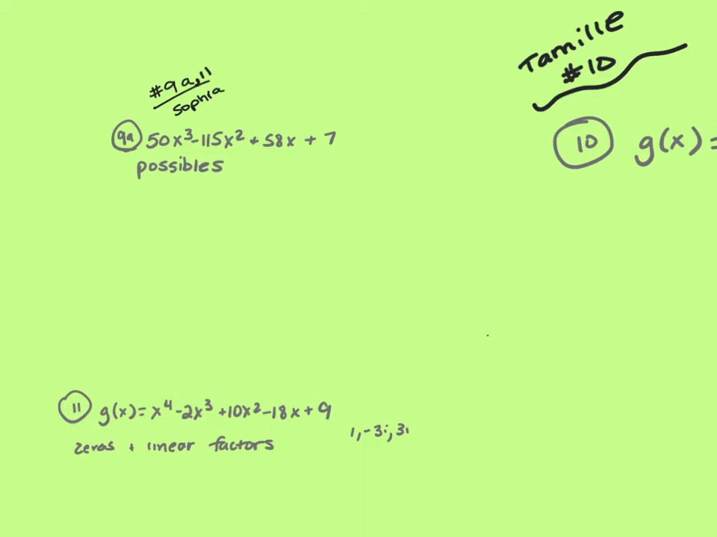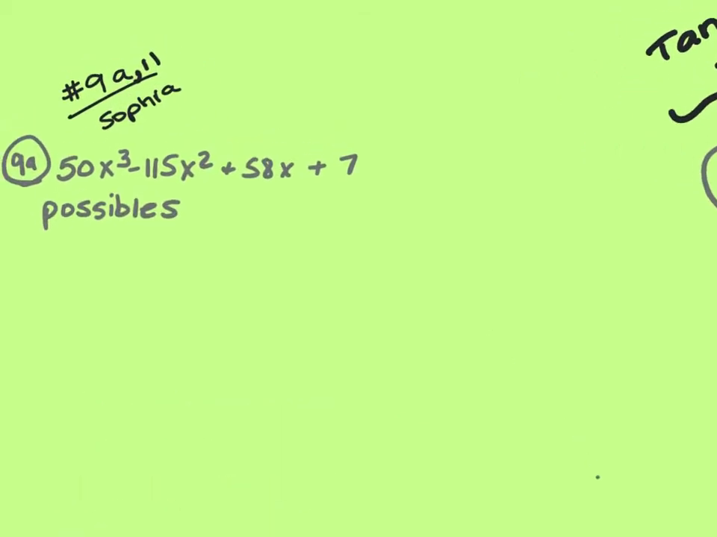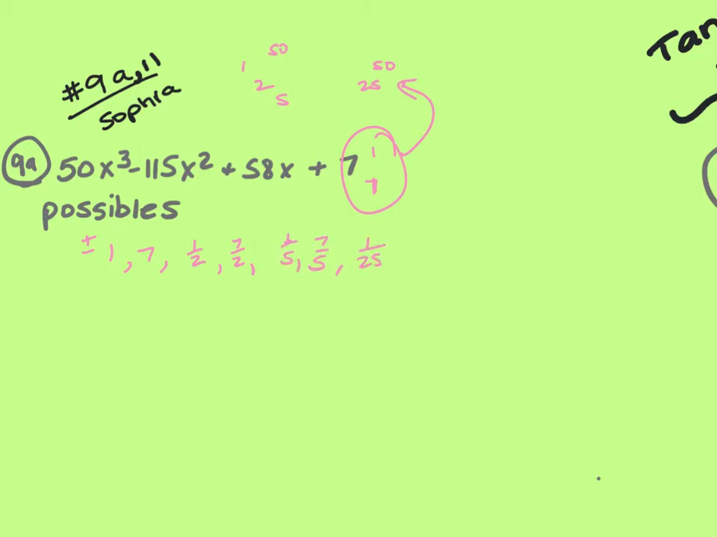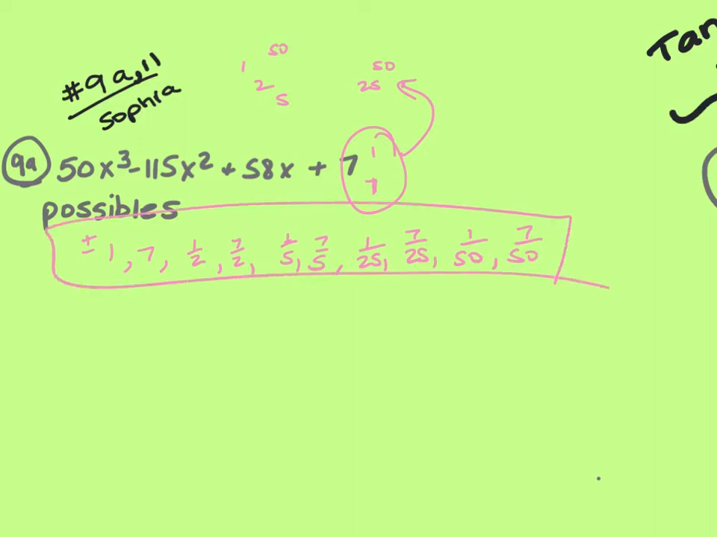Okay, this was Sophia's. So 9A is the possibles. So 50 breaks down into 1 and 50, 2 and 25, and then 5 and 5. And 7 is 1 and 7. So all of these have to go over all of those. So 1 goes over 1, and 7 goes over 1. Then 1 goes over 2, and 7 goes over 2. Then 1 goes over 5, and 7 goes over 5. Then 1 goes over 25, and 7 goes over 25. And then 1 goes over 50, and 7 goes over 50. That's your possible bank.